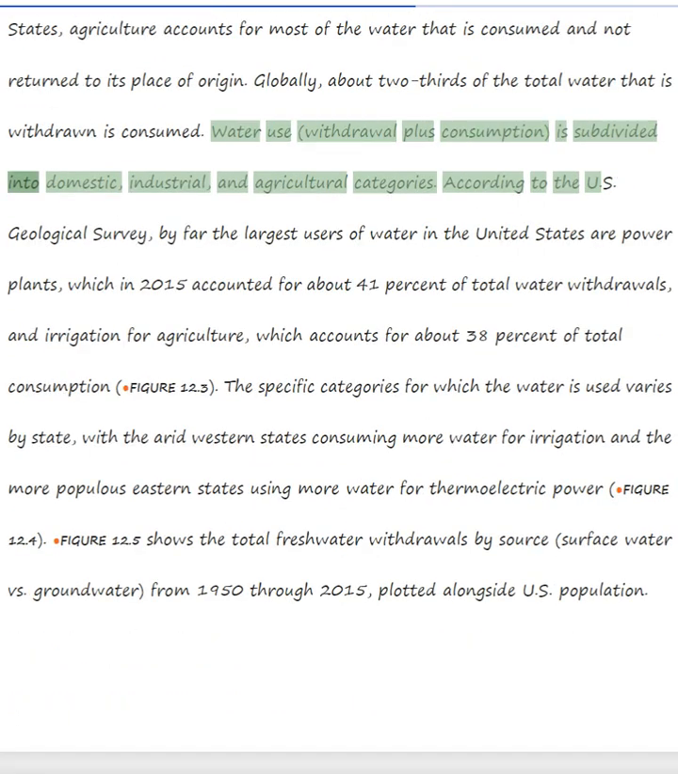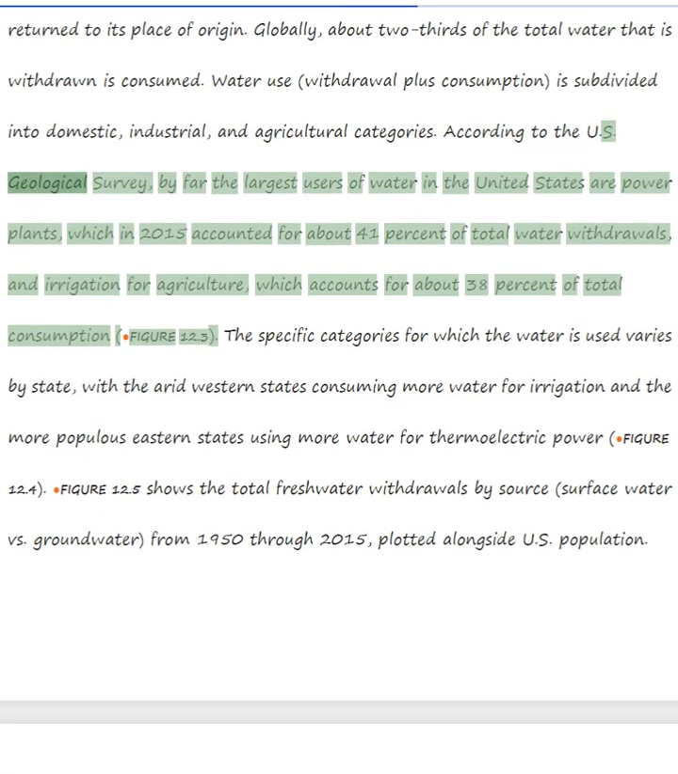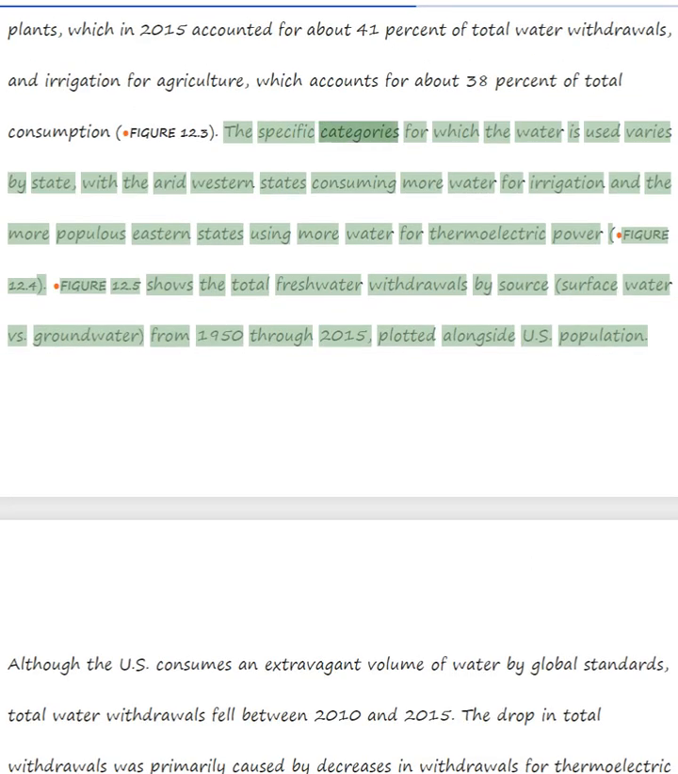Water use is subdivided into domestic, industrial, and agricultural categories. According to the U.S. Geological Survey, by far the largest users of water in the United States are power plants, which in 2015 accounted for about 41% of total water withdrawals, and irrigation for agriculture, which accounts for about 38% of total consumption. The specific categories for which the water is used varies by state, with the arid western states consuming more water for irrigation and the more populous eastern states using more water for thermoelectric power.